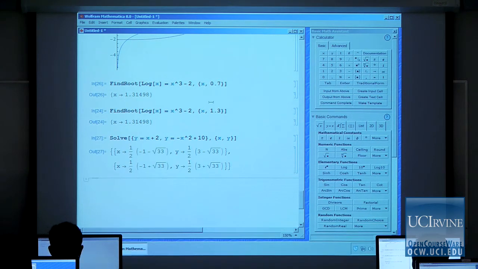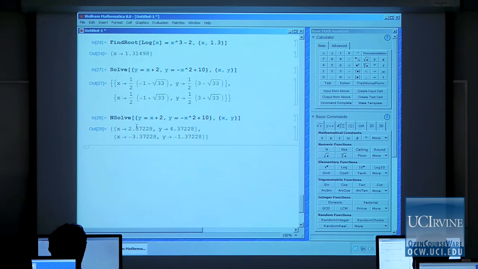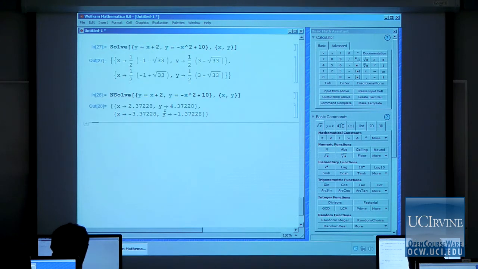Notice we now get a list of 2 lists. The first list gives us the x and y values corresponding to the first solution, and the second one to the second solution. If you want numerical values, there's various ways of doing it. One way is to just use nsolve, which I'll do here. So there's your 2 solutions, each consisting of coordinates x and y.